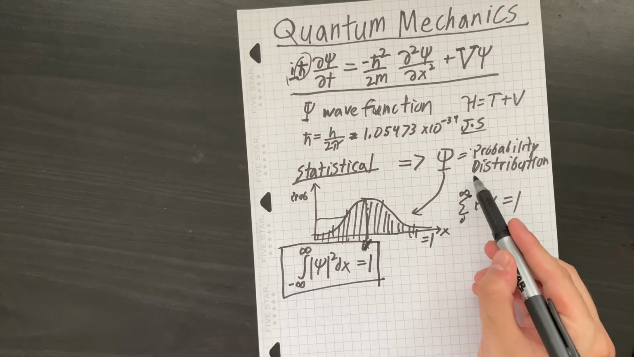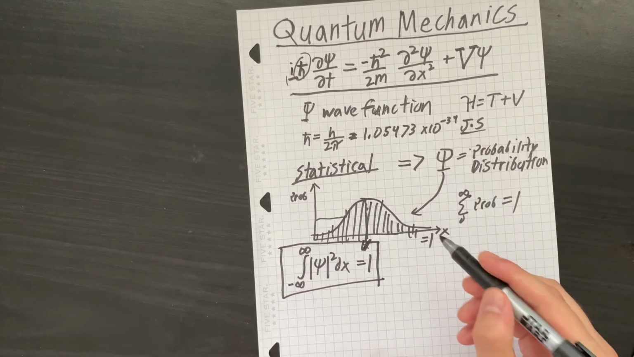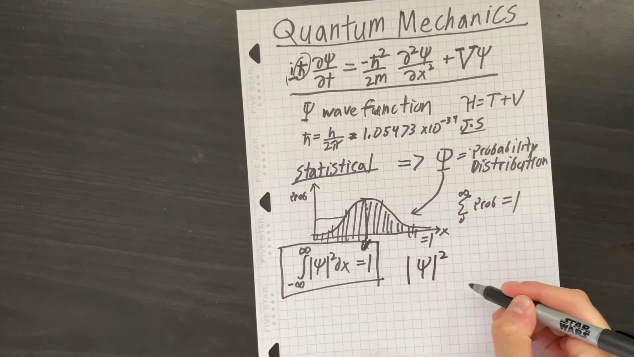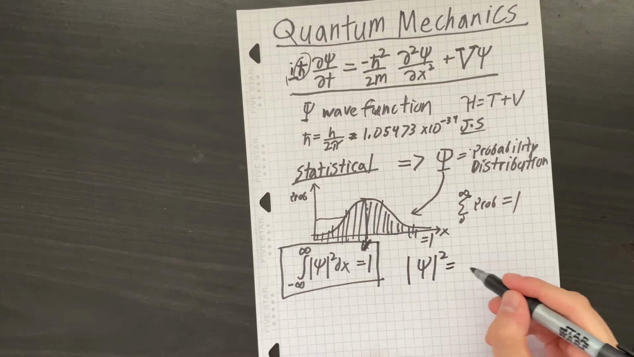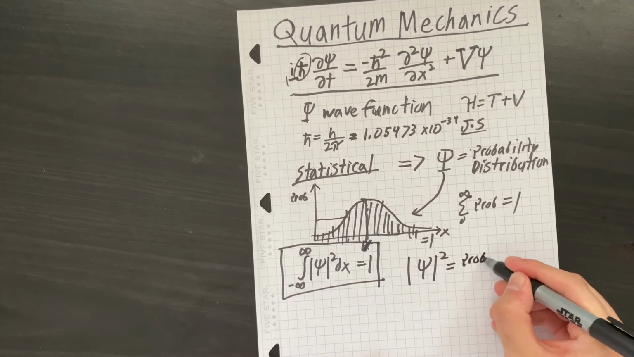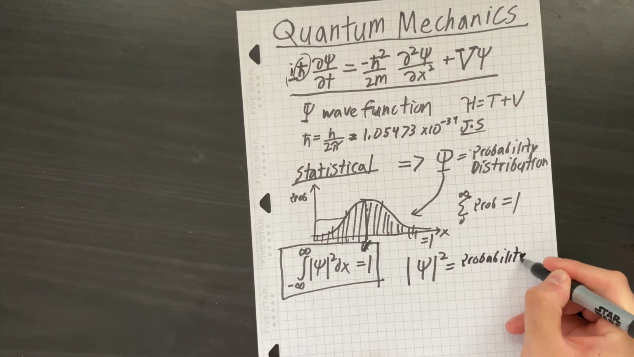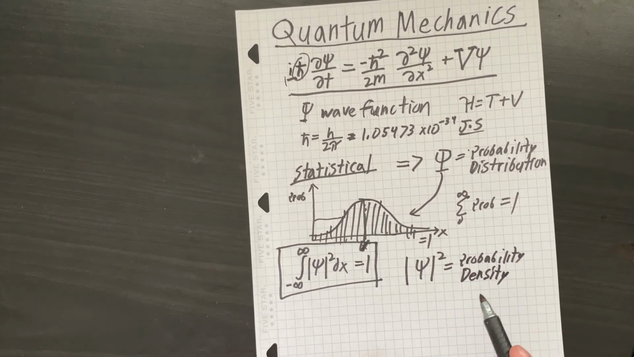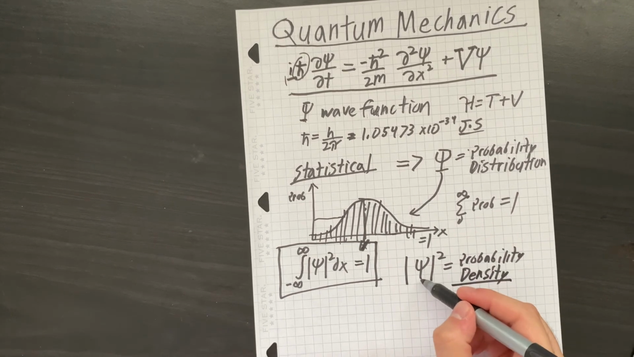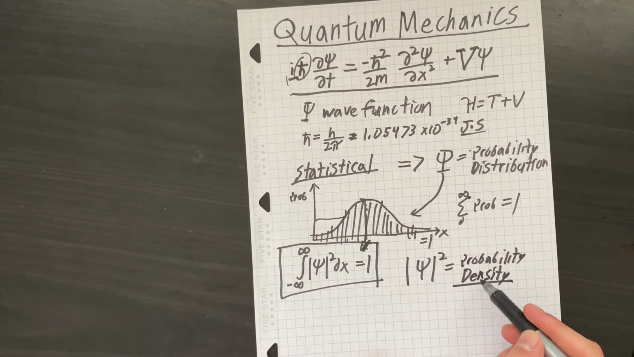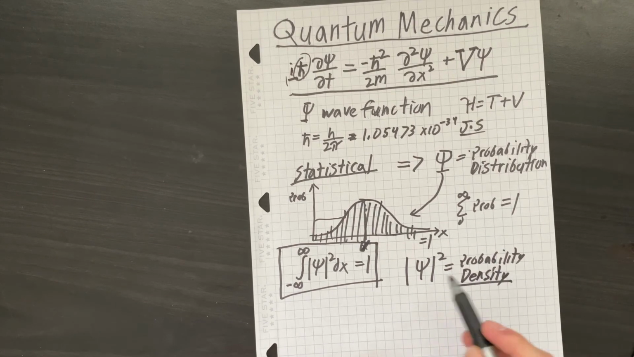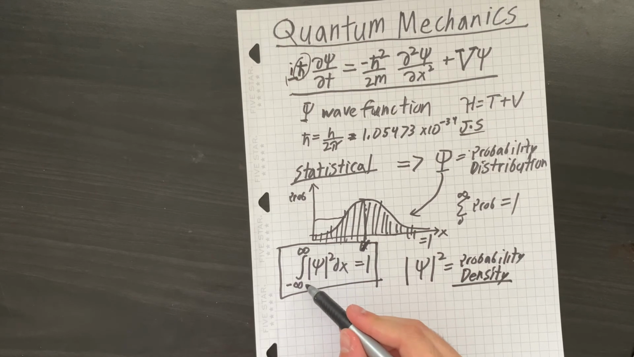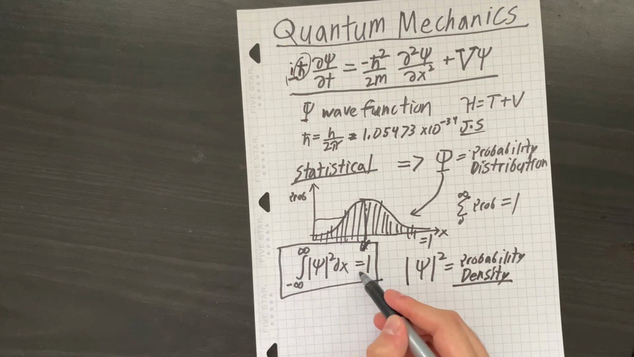Now, since psi is a probability distribution, what could modulus squared of psi be? Well, really, this is a probability density. So it makes sense, since if this is a probability density, we can integrate that over all space, and that gives us the total probability, which has to be 1.